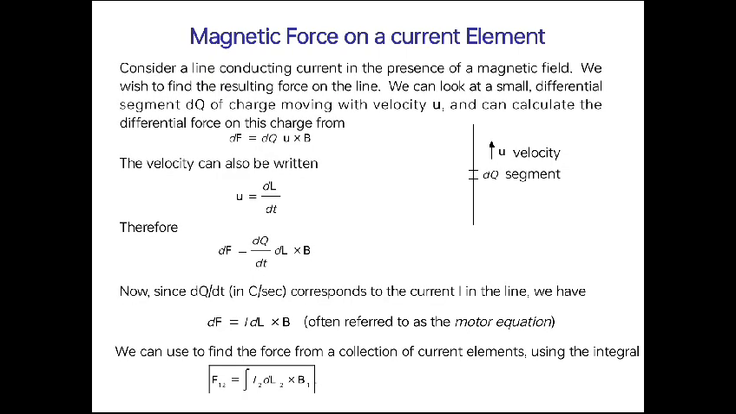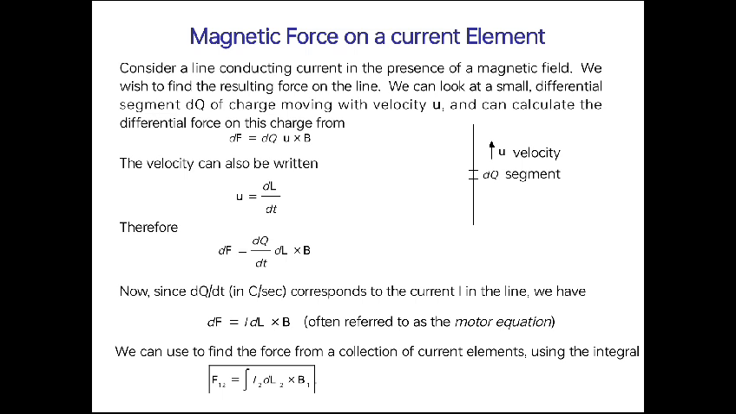Magnetic force on a current element. Consider a line conducting current in the presence of a magnetic field. We wish to find the resulting force on line. We can look at a small differential segment dq of a charge moving with a velocity u, and we can calculate the differential force on this charge by using the equation dF is equal to dq into u cross B.